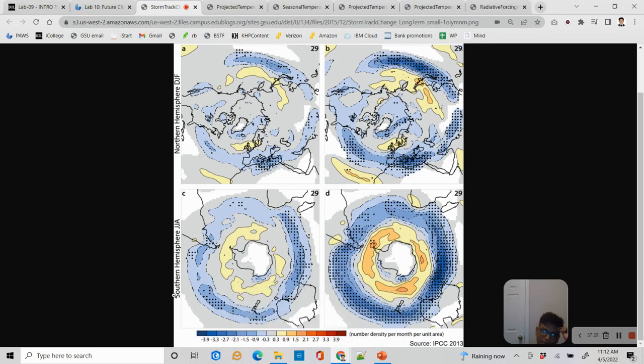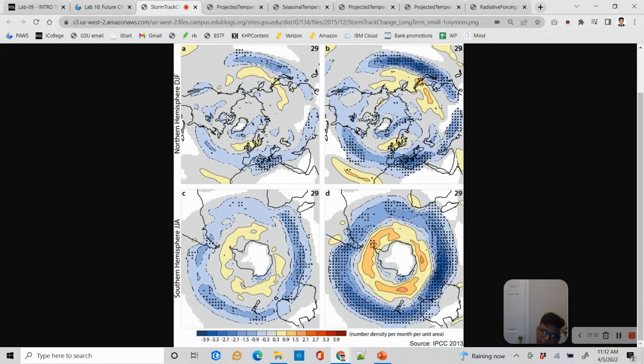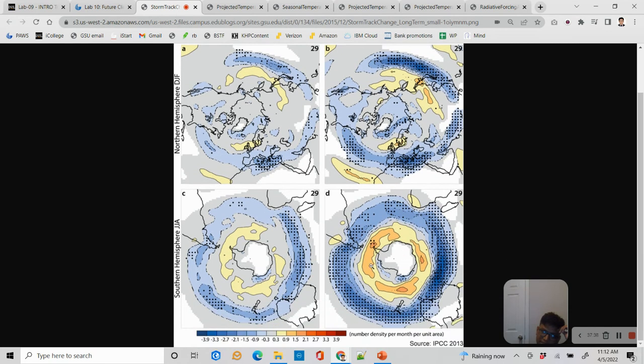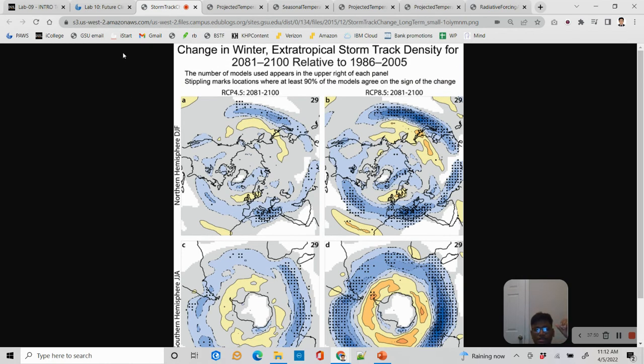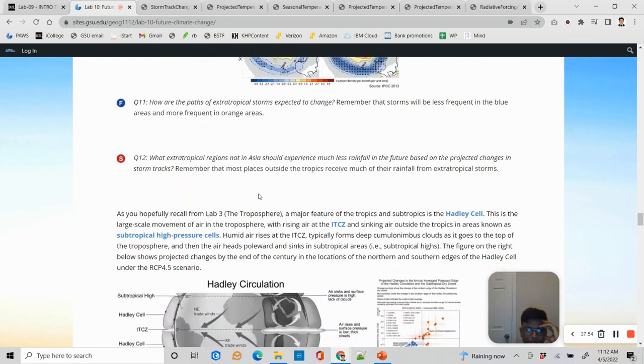As well as if you look at the southern hemisphere for RCP 4.5, there are some yellow regions, and if you go for the RCP 8.5 scenario for the southern hemisphere, you can see there are some reddish dots. That means it will be probably around 2.1, 2.7, something like that. That means the extratropical storm will increase even more in the southern hemisphere. So these are the ideas of these graphs. Answer questions 11, 12.